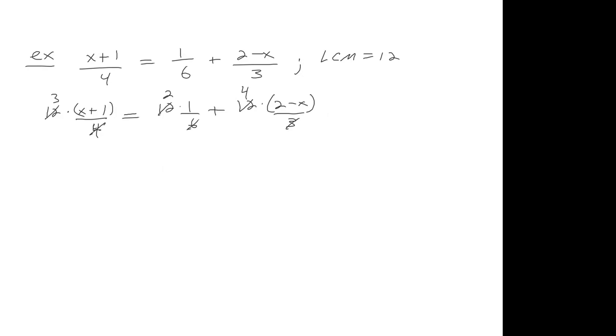Now, okay, I have to do just some distributing. I got to distribute that 3 to both of those. You got to distribute the 4 to both of those. So this will be 3x plus 3 when I distribute the 3, is equal to 2 times 1, which is 2, plus 4 times 2 is 8. And then it's a minus 4 times x, which is a minus 4x.